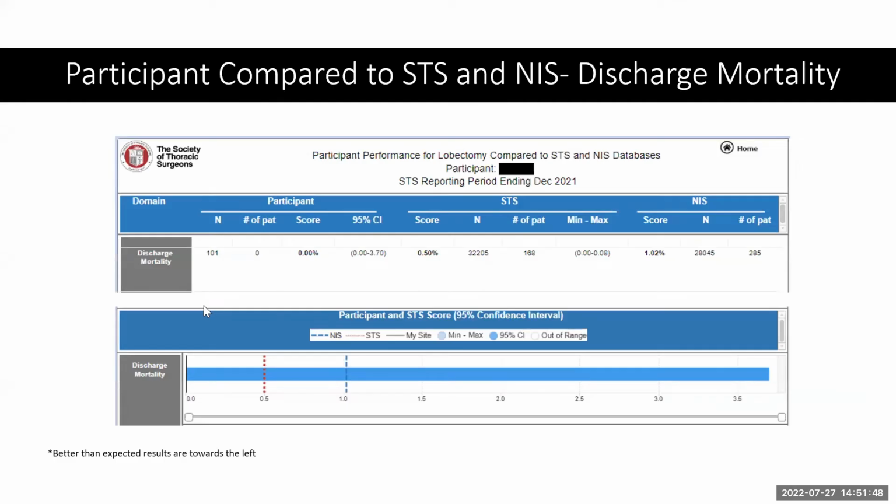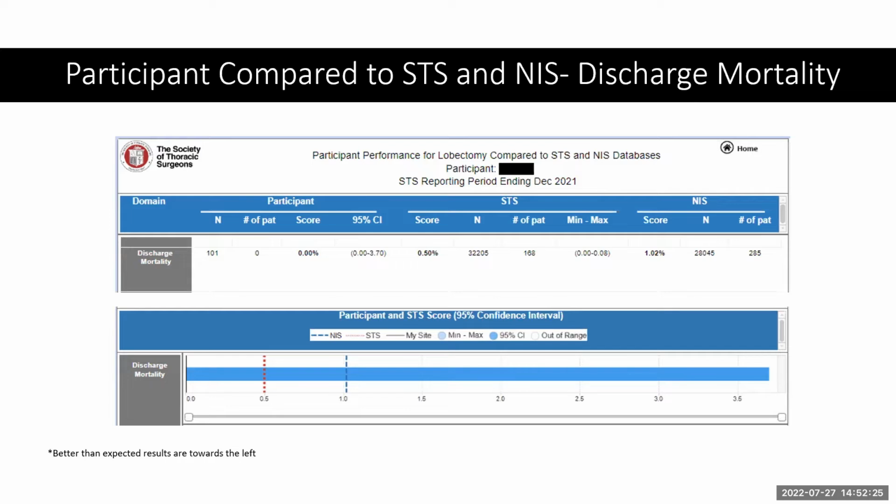So the first thing we're going to look at here is discharge mortality. So we have that as our domain. And I want to note here that this information is not risk adjusted. So for this participant, the N indicates the total number of cases included, which is 101. Number of PAT, or number of patients, is the number of patients who experienced a discharge mortality. For this particular participant, it was 0. And then the score reflects that percentage, which is 0.